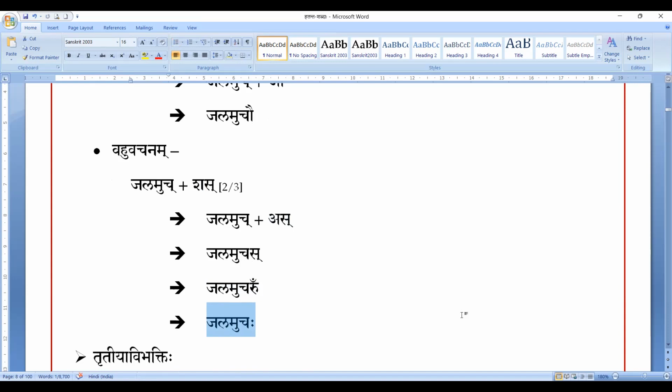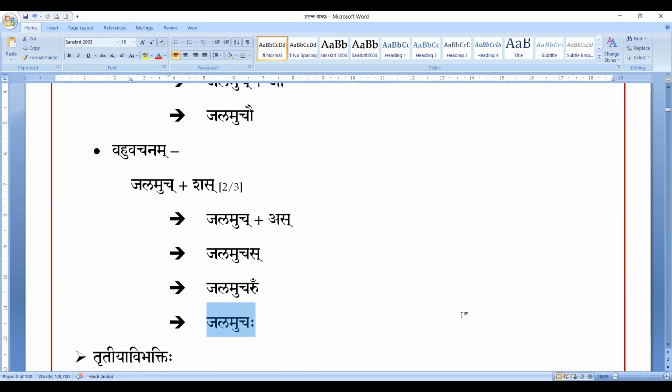Not only chakaranta, any chavarga letter you can decline. Payomuch, for example. Payomuch is also the same as jalamuch. Payah is water. Payomuch, payomuchau, payomuchah; payomucham, payomuchau, payomuchah. You can decline like that.